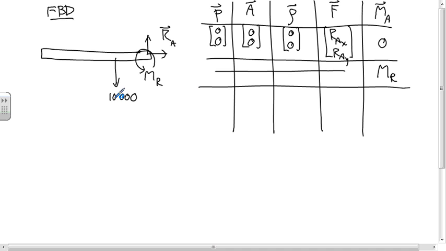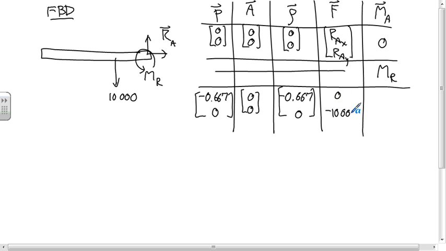Now the 10,000 Newton force. If the coordinate system is at the wall, what are the coordinates where this point is acting? Yep, that's right. So the x component is negative 0.667, and for the y component, we don't care what that is, I'll just call that 0. The about point is the origin. The row vector is negative 0.667, 0. The force vector is 0, negative 10,000.